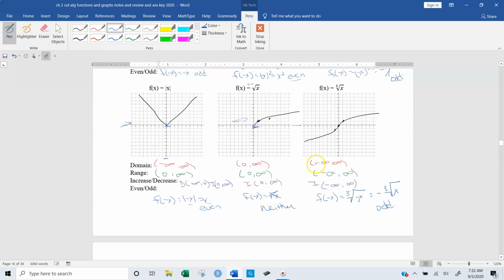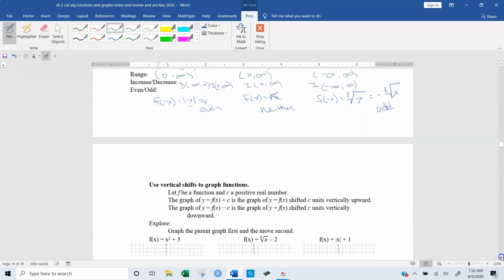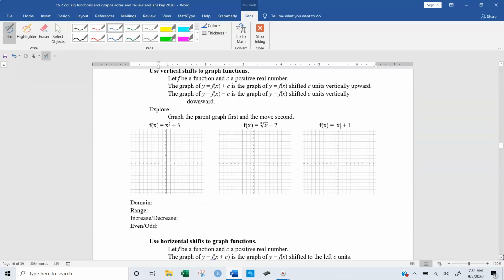Now, do this one again. Domain, negative infinity to infinity. Range, the same. Always increasing. Do the cube root of negative x, and you should have gotten odd. Now, we're going to move all these things. Those parent graphs, I expect you to know. So if you don't, practice them, study them.